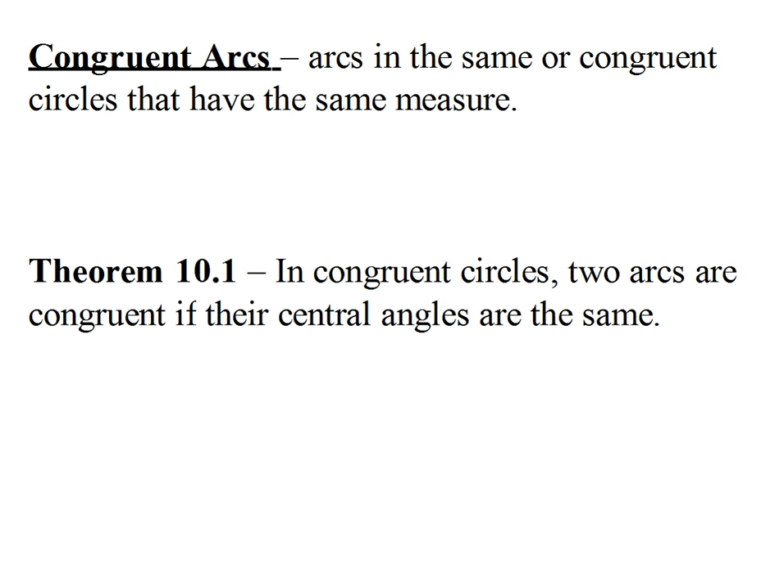Congruent arcs are just arcs that are in the same or congruent circles that have the same measure. Theorem 10.1, in congruent circles, two arcs are congruent if their central angles are the same. So if two central angles are the same, we know the measure of the arcs will also be the same.